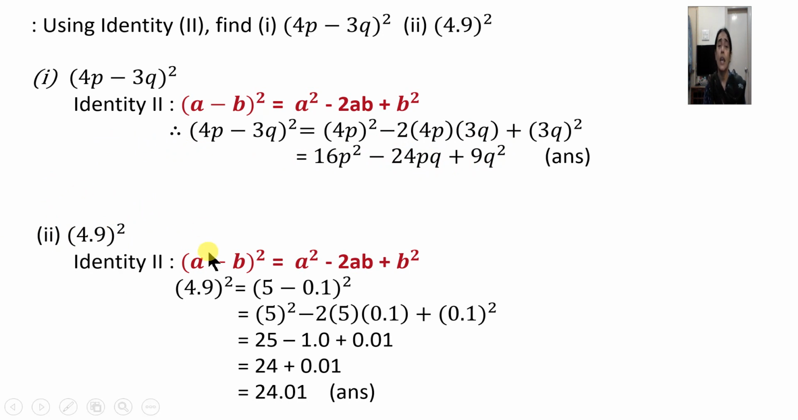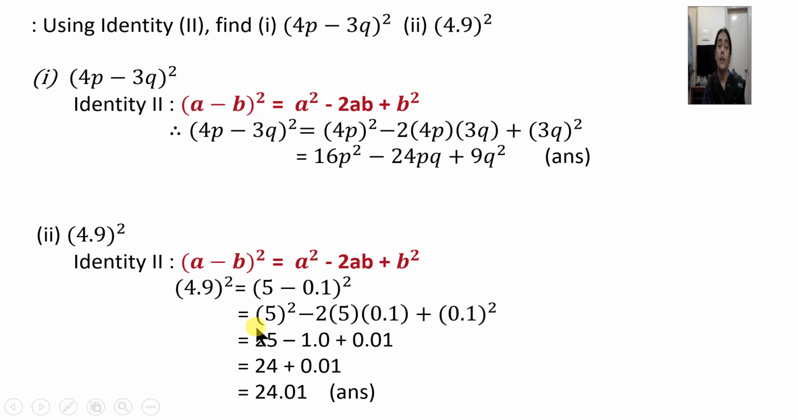Now, a minus b the whole square, I can use it. How? 4.9 the whole square is 5 minus 0.1 the whole square. Take the immediate whole number. Whenever you are given in points, take the immediate. What comes after 4? 5. So 5 minus 0.1 the whole square.